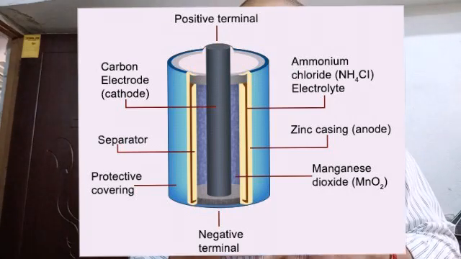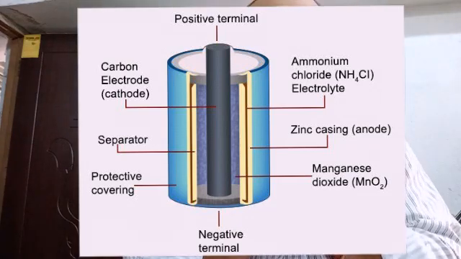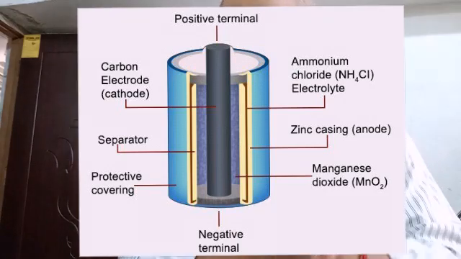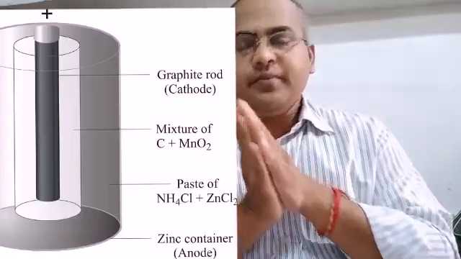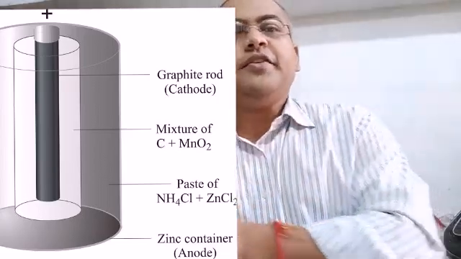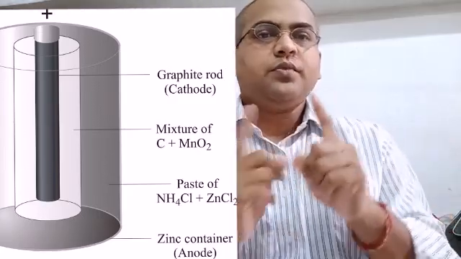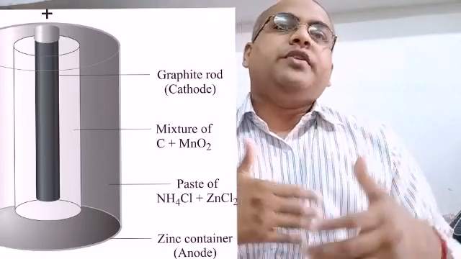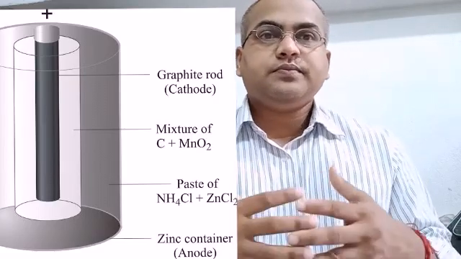So class, here is the thing: in the dry cell the chemicals are there, and when they react, the charges start flowing from the negative terminal to the positive terminal. And the current flows in the opposite direction, from the positive terminal to the negative terminal. When we discuss the circuit, we'll understand more about this dry cell.